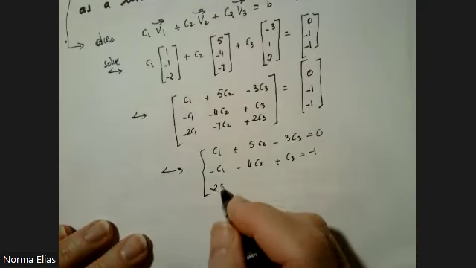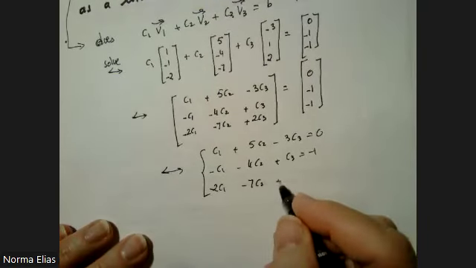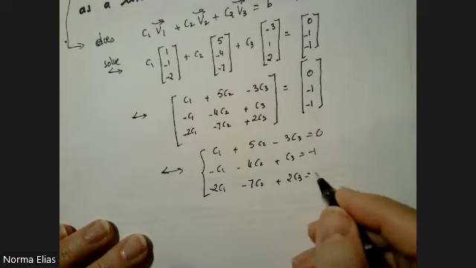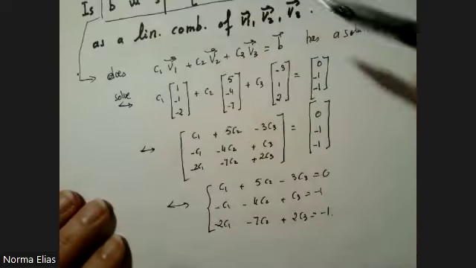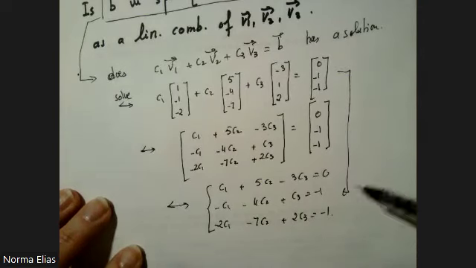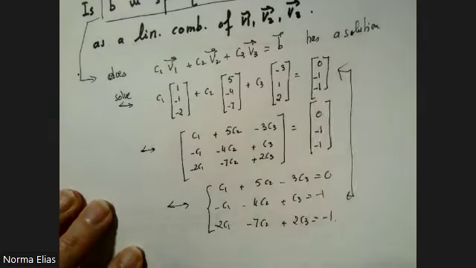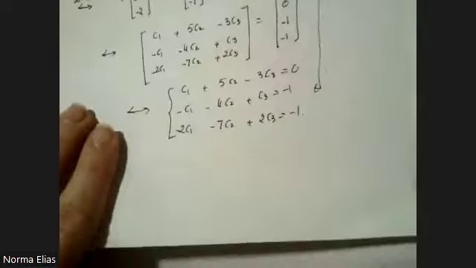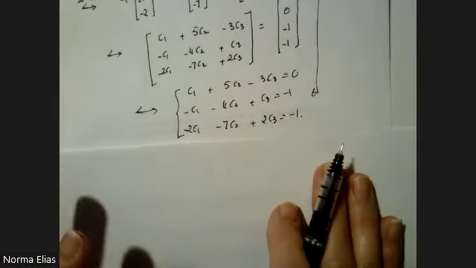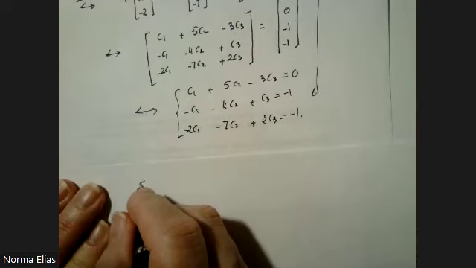And minus 2C1 minus 7C2 plus 2C3 equal minus 1. So finding the weight is really equivalent to solving the system. Now we take the augmented matrix, which we know exactly how it should look. So the augmented matrix, and then we proceed.